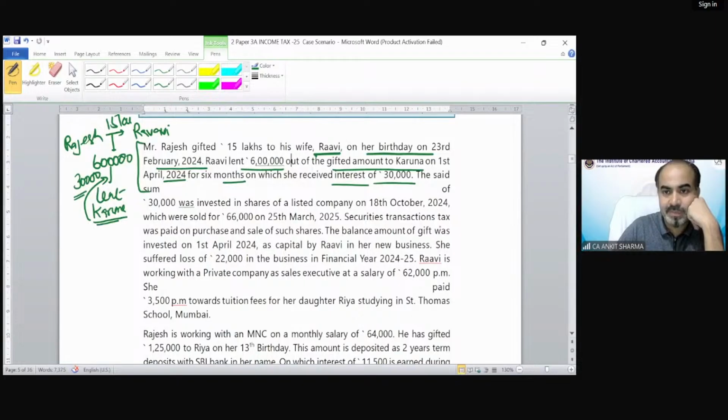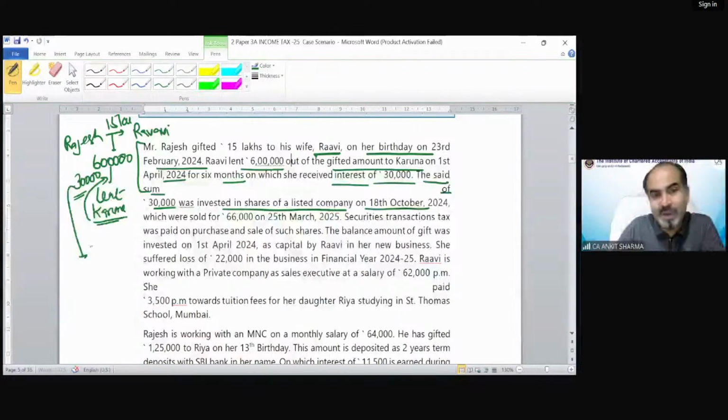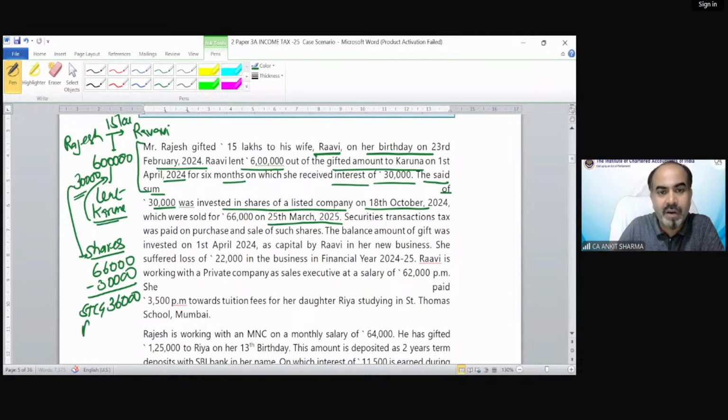The said sum of 30,000, whatever amount Ravi received, was invested in shares of a listed company on 18th October 2024. So from this amount, Ravi purchased shares of that company, which were sold on 25th March 2025. It's a short-term capital gain and the selling price is 66,000. The purchase price was 30,000. So there is a short-term capital gain of 36,000 in the hands of Ravi.